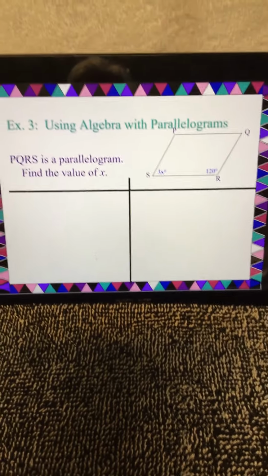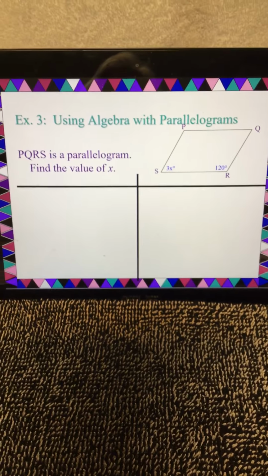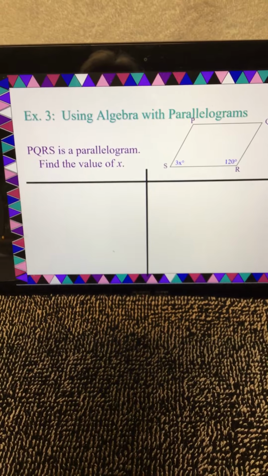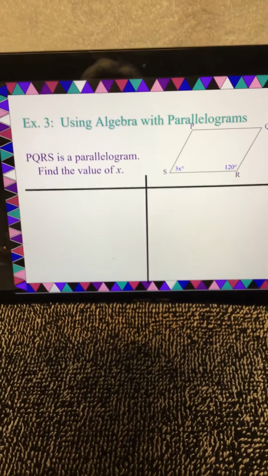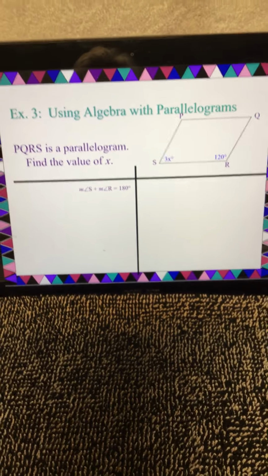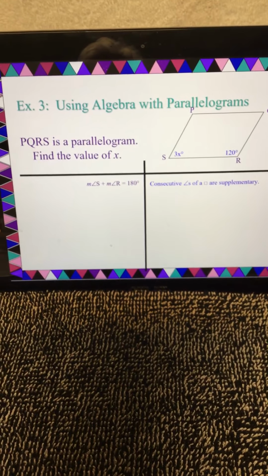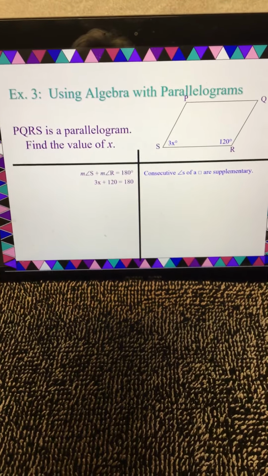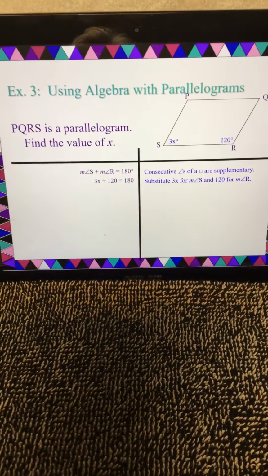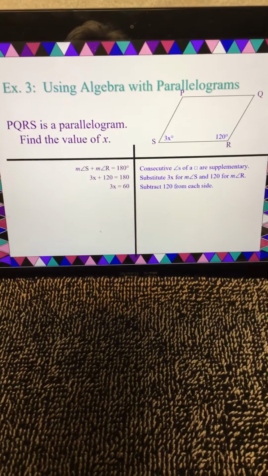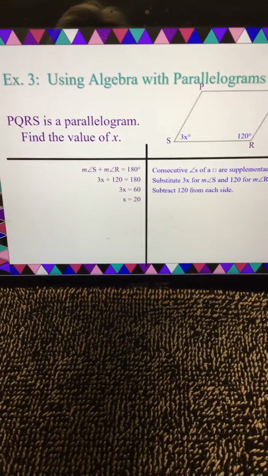Now here's a little algebra situation, but we're still working with that same notion. I'm thinking, are these opposite and congruent, or are these consecutive and supplementary? And so I understand that they are supplementary. So I will set up in my head, I'm thinking S and R add up to be 180. And I'm going to replace that with the algebra and arithmetic. I'm going to carry out subtracting 120 from both sides. So 3x is 60. So x has to be 20. So we're using a little bit of algebra there.